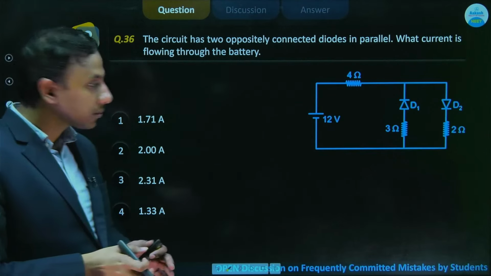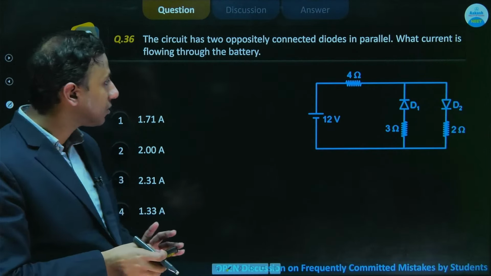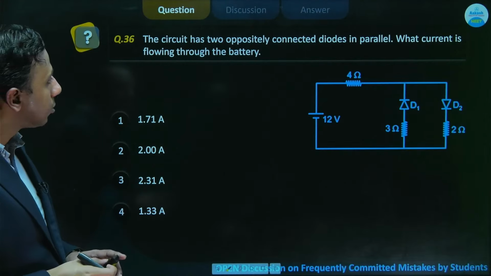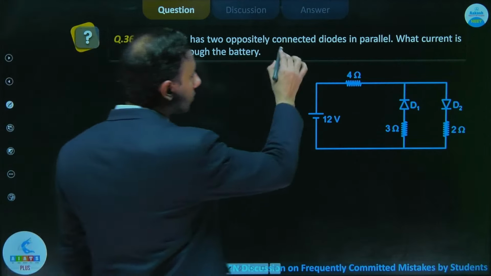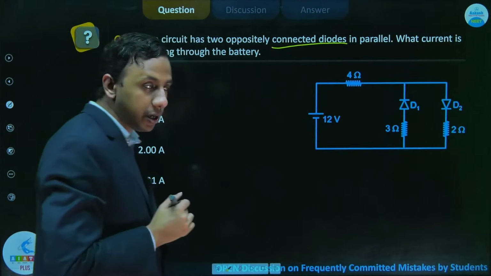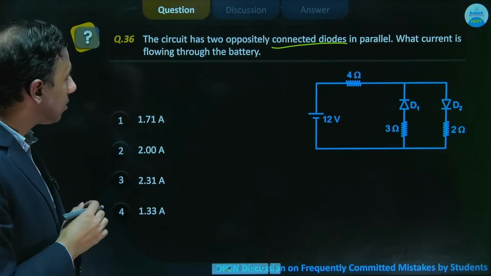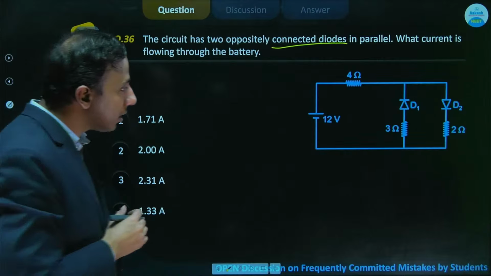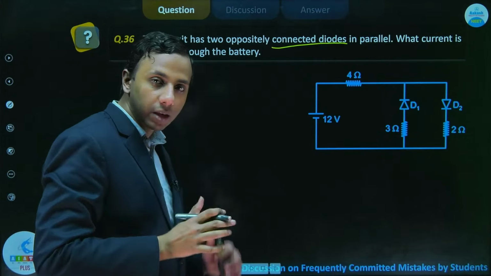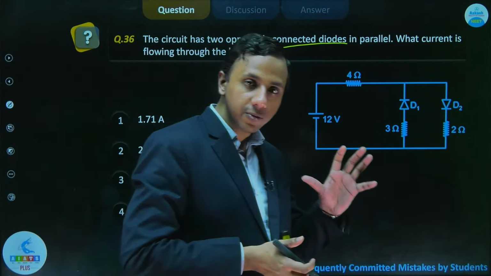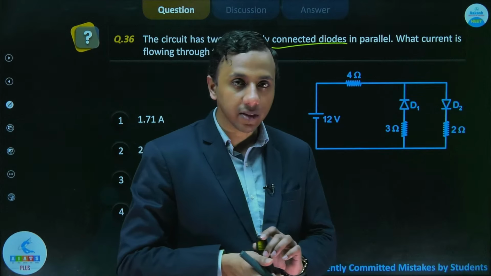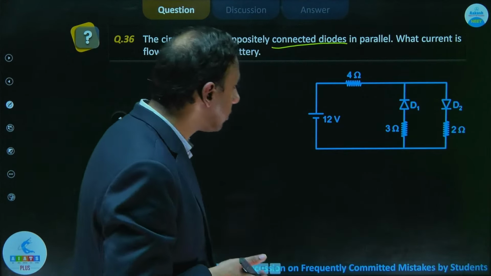Question number 36. It's once again a very simple question. The circuit has 2 oppositely connected diodes in parallel. Mind you that what current is flowing through the battery. Okay. Now if you focus on the diodes, first we have to find out which one is forward biased and which one is reverse biased diode.